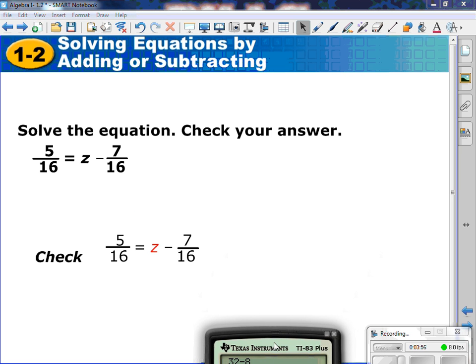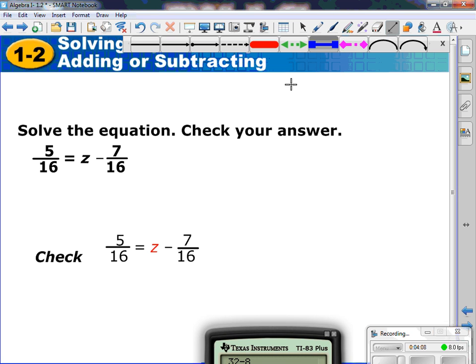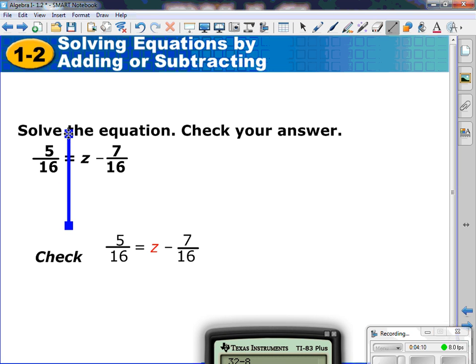Here's this problem. 5/16 equals z minus 7/16. All right. Find my equal sign. That's my wall. Now, once I've made my wall, what side of my wall is my variable on? It's on the right-hand side.